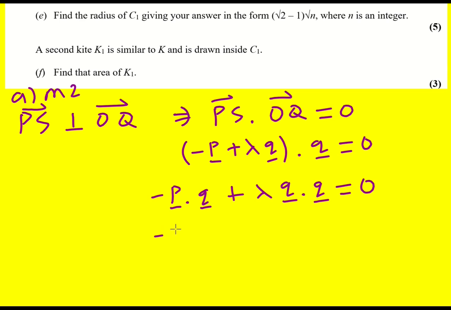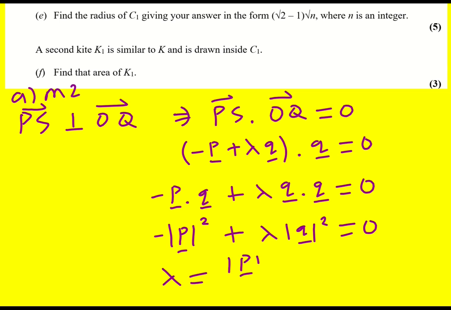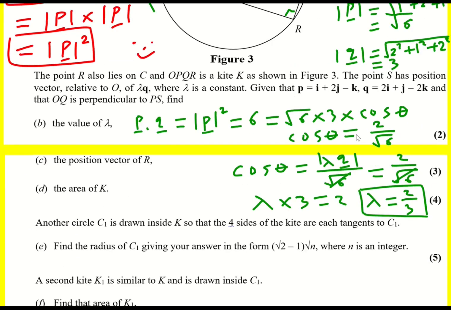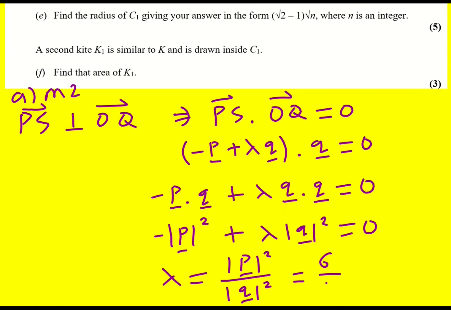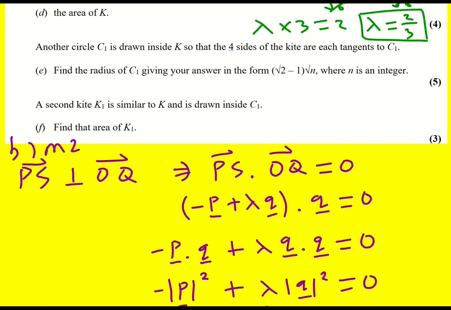From before, this becomes minus P magnitude squared. Okay, that was from part A, plus lambda Q squared equals 0. So lambda is equal to P magnitude squared over magnitude of Q squared. And then we can sub in, obviously we had to have worked these out, but we're going to get 6 over 9, which is again 2/3. So I don't know which method's better, they're just different, but they both give the same answer. Let's take a look at part C.